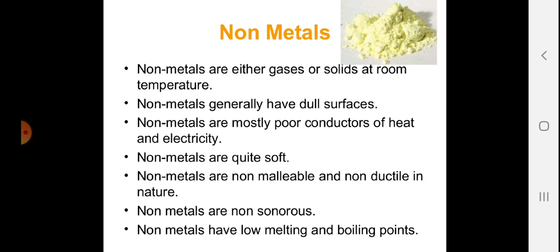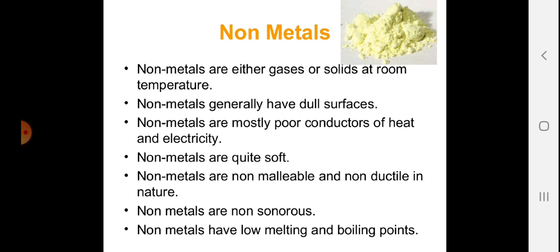Non-metals generally have dull surfaces, they are not lustrous. They are mostly poor conductors of heat and electricity, except carbon and graphite. Non-metals are quite soft. Non-metals are non-malleable and non-ductile. You can't prepare any sheet and you can't prepare wires out of them.